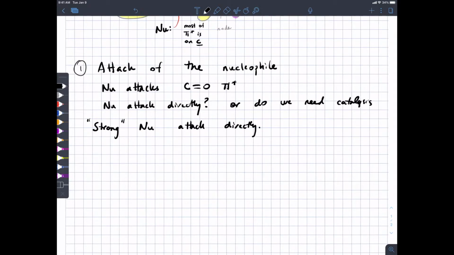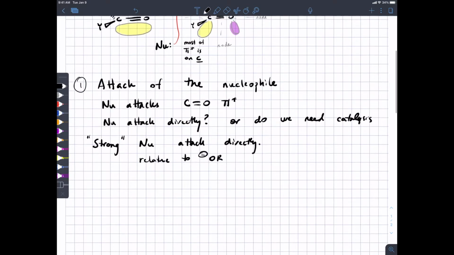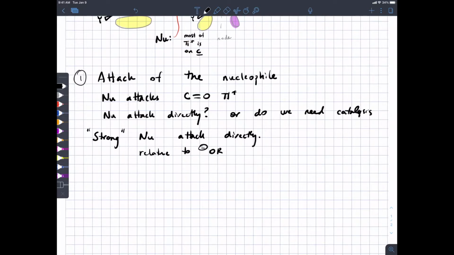What do we mean by strong? Well, strong is a relative term. We're going to say strong relative to a negatively charged oxygen, and we'll see why in a second. How do you judge the strength of a nucleophile? This is where the stuff you learned in chapter 2 from 351 comes into play. If it's strong relative to OR minus, it needs to be more reactive than OR minus.